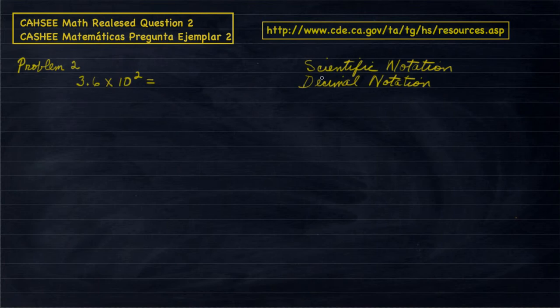Even if we didn't know that this was scientific notation, we can still solve this problem because inside of the expression we see the symbol for multiplication, which tells us what to do. This symbol here says multiply. And so all we have to really do is just multiply those two numbers. 3 and 6/10 times 10 times 10.